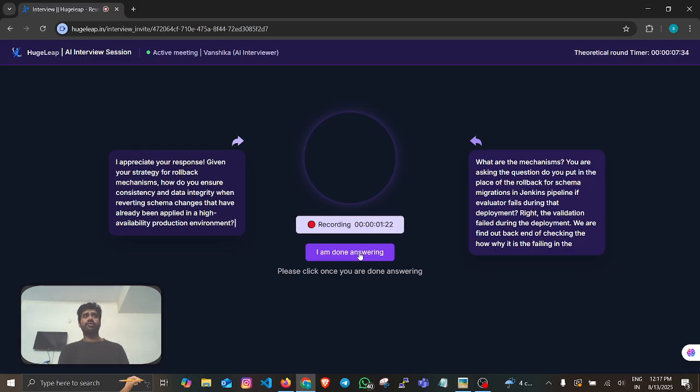The consistency means the schema changes will be updated in the backend, which we are observing. These Jenkins pipeline strategies are built into that. The rollback mechanism should be implemented at the schema level. That's why we find out the schema information in the production environment.